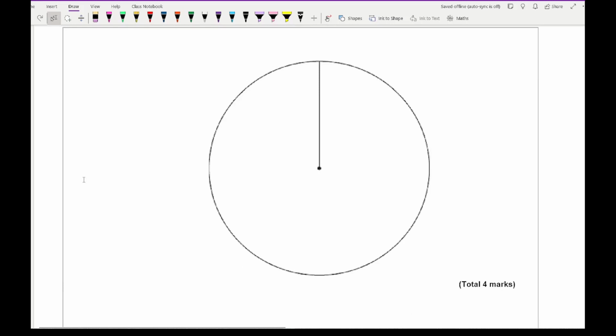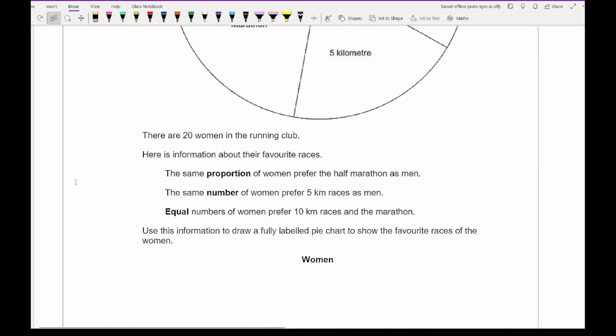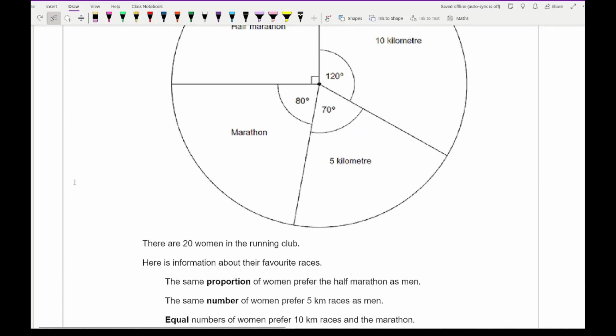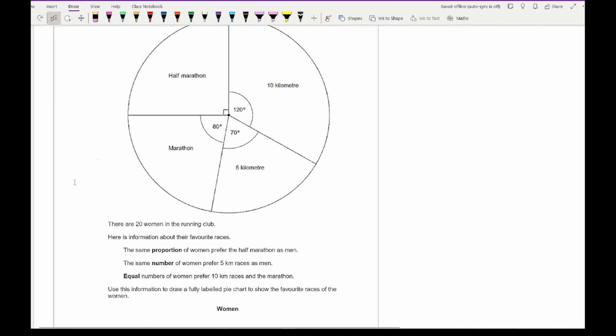So what we need to do is complete this pie chart. This one is quite a fiddly question, even though it's only worth 4 marks. So let's go about doing this. Looking at this information, and let me just zoom out so we can actually see all of this in its entirety.